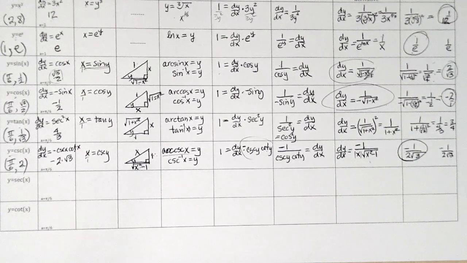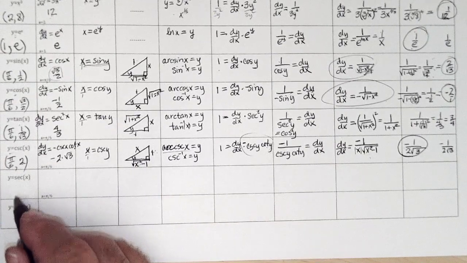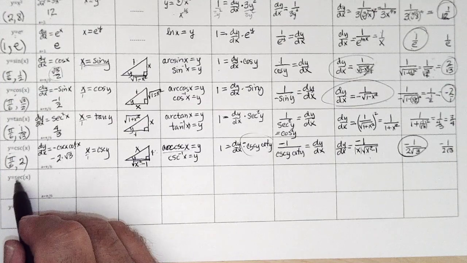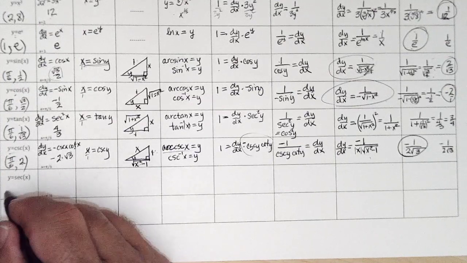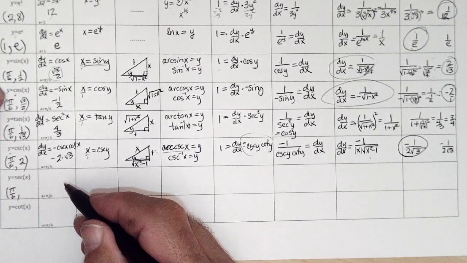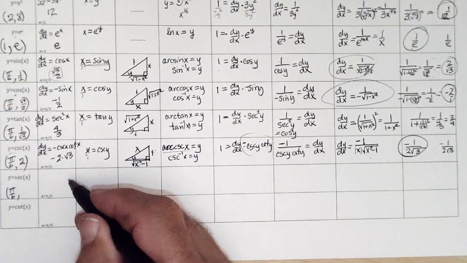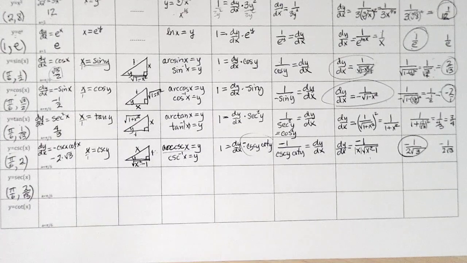Got 2 more, and I'm running out of time. I need to be someplace soon, so let's see if I can get this done. All right. Pi over 6. Secant is the reciprocal of cosine. So if I put pi over 6, cosine of pi over 6 was square root of 3 over 2, so this is 2 over the square root of 3.